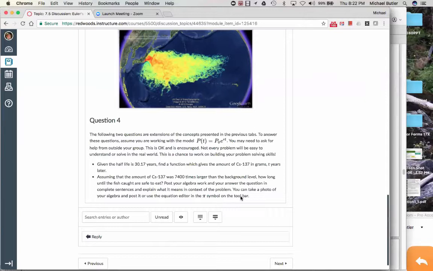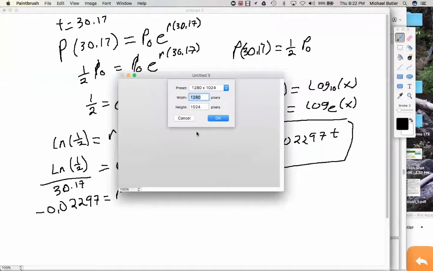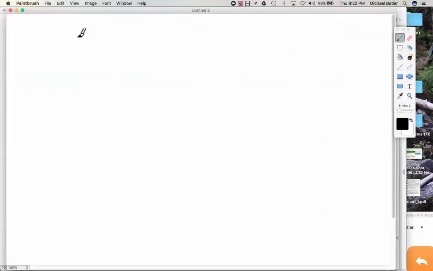So they didn't give us the amount of cesium-137. They just said it's 7,400 times larger than the background level. So let's go ahead and do that one. What they want to know is, t is equal to what? That's the question. When P of t is equal to 7,400 times P sub 0. The idea is that it's 7,400 times P sub 0, where P sub 0 is the background amount. That's the safe amount.